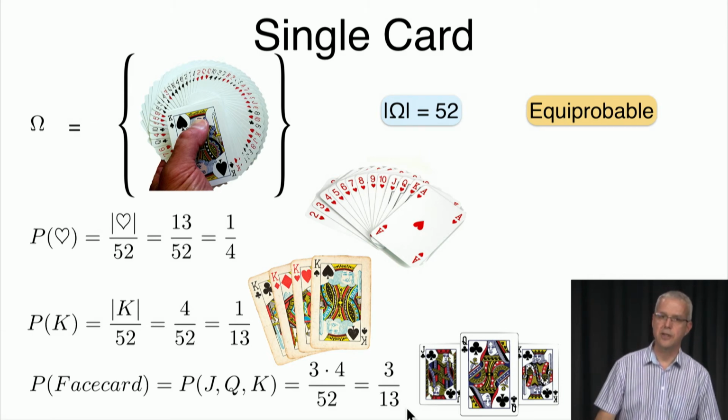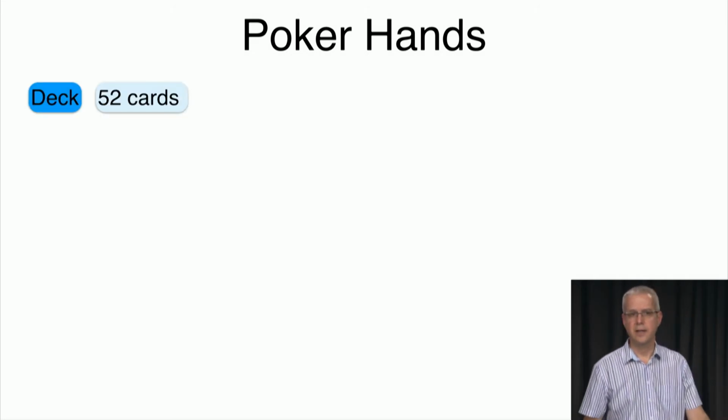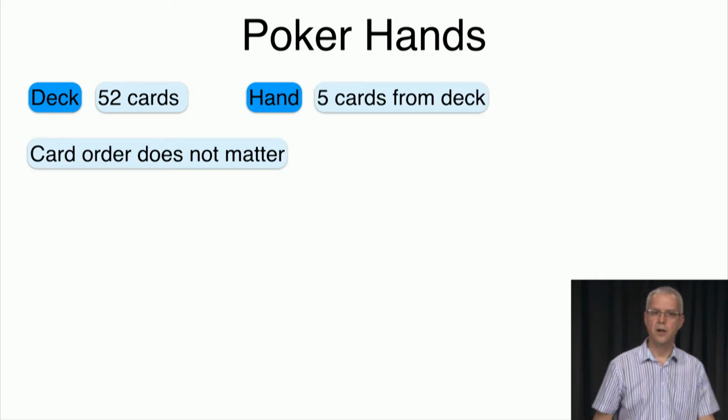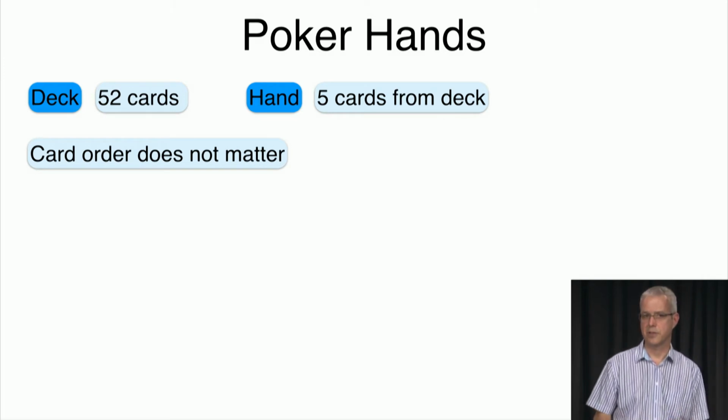Now, in general, in games, we don't pick a single card, but we pick a collection of cards that people call a hand. So what we want to do is consider poker hands and their probabilities. So a deck, again, is 52 cards, and a hand in poker consists of 5 cards, 5 random cards from the deck. And the order of the cards does not matter. It's just which cards you have.